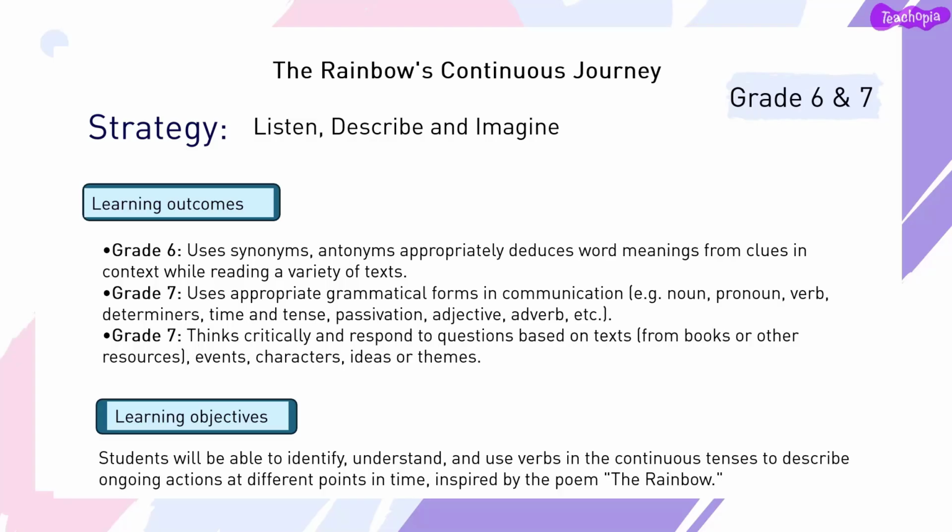For grade 7, think critically and respond to questions based on text from books or other resources, events, characters, ideas, or themes. The learning objective is students will be able to identify, understand, and use verbs in the continuous tenses to describe ongoing actions at different points in time, inspired by the poem The Rainbow.